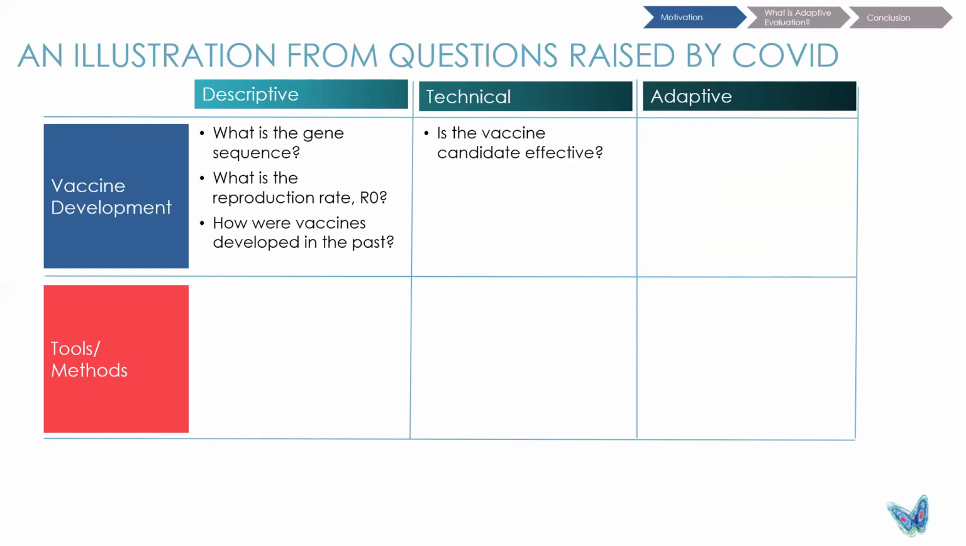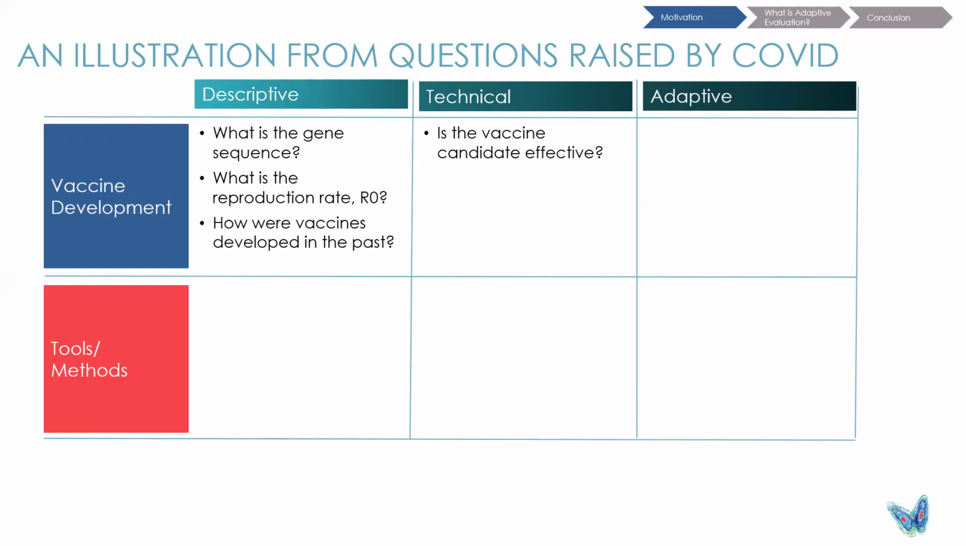A technical question would be, is the vaccine candidate effective? Now, this of course refers to all the trials by Pfizer, by Moderna, by Johnson and Johnson, all of which looked at efficacy of different candidates to show whether they can be used effectively to combat the virus. So again, needless to say, these technical questions are very, very important in any sort of evaluation of vaccine development.